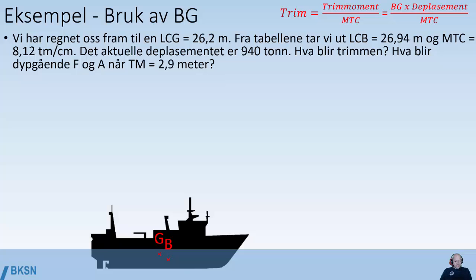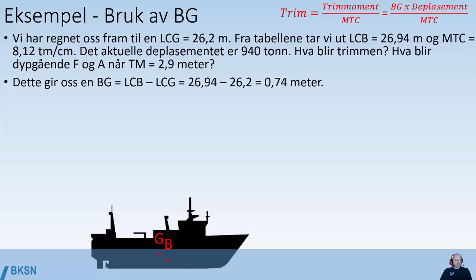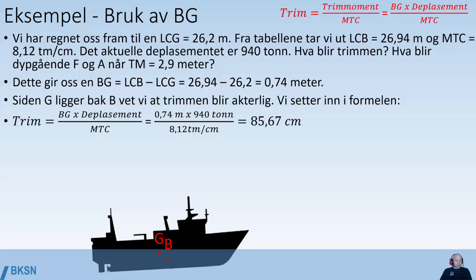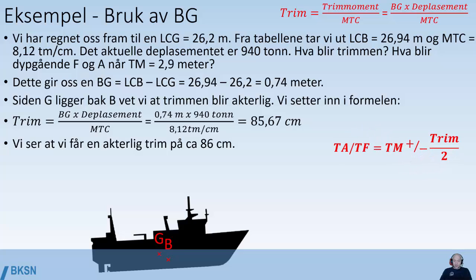So we have the G and the B, and this gives us a BG, LCB minus LCG, of 0.74 meters. Since G is astern of B, we know that the trim will be aft, and we can enter this into the formula. Trim equals BG multiplied by displacement divided by MTC. Crunch the numbers and you end up with a trim of just under 86 centimeters. Aft trim, since the G is astern of the center of buoyancy.